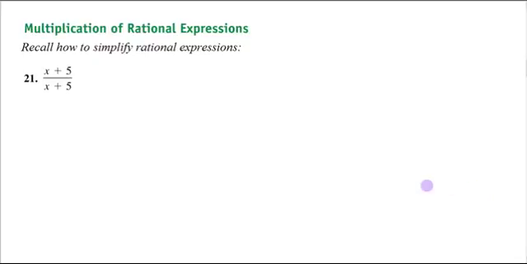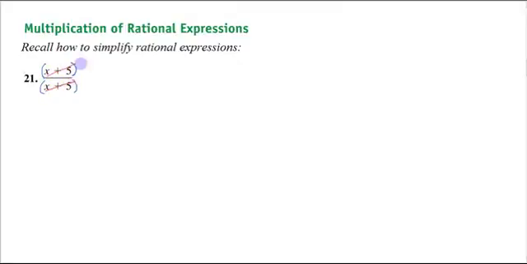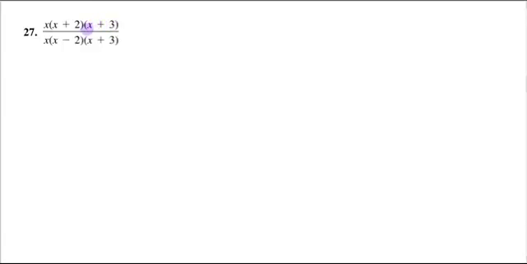Multiplication of rational expressions. First of all, I want you to remember how to simplify rational expressions. You have to have common factors in order to cancel. So if we cancel and cancel, then we have just 1. Okay? Those both cancel as 1s. If we have something like this, then let's see, we have an x plus 3 that cancels, and we have an x that cancels. So we're left with x plus 2 over x minus 2.